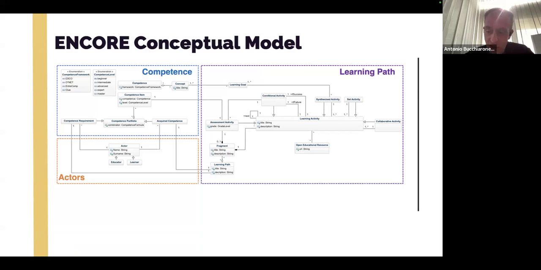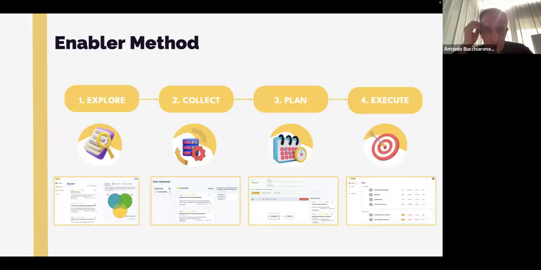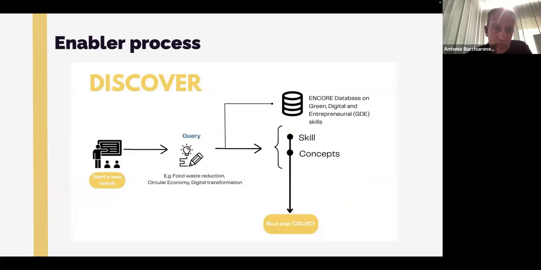This is where we base all the steps of the pedagogical guidelines that we developed in the ENCORE project. The first part of the coin, as I said, was the tool for the educator. For this, we implemented an enabler that processes four principal steps: the explore phase, the collection phase, the plan phase, and the execution phase. Let's see each step of this process one by one.